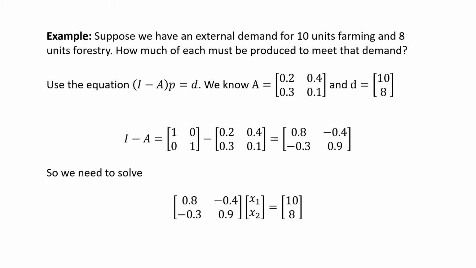Well, here we use the equation we just determined, I minus A times P equals D. We know what A is, and we know what D is. So what's I minus A? Well, it's the identity matrix minus our consumption matrix, which gives us this matrix. So now we just need to solve that system of linear equations, and we already know how to do that.